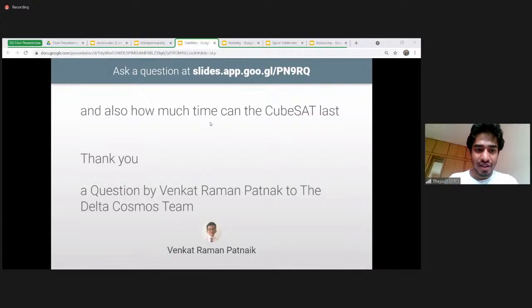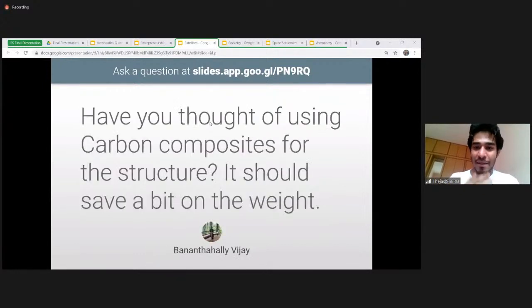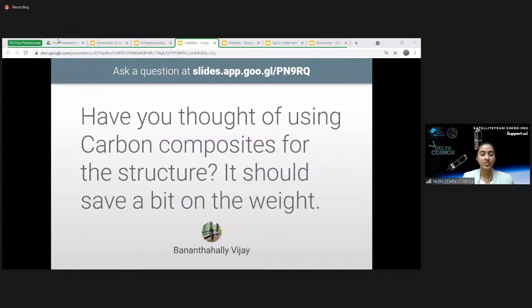There's another question by Dr. Vijay. He wants to know, have you thought of using carbon composites for the structure? I think, yeah, actually we did. We also heard of SpaceX using wood as its outer structure. So we did look into all of these, but we decided upon aluminum, the alloys of aluminum, for a particular reason. Vahini, would you like to take this up, or Spandan, or anyone from the payload team?